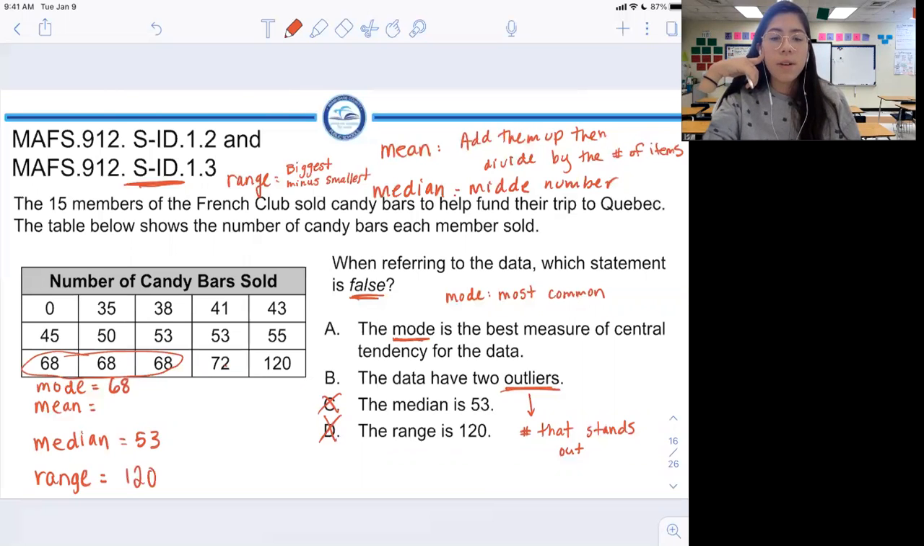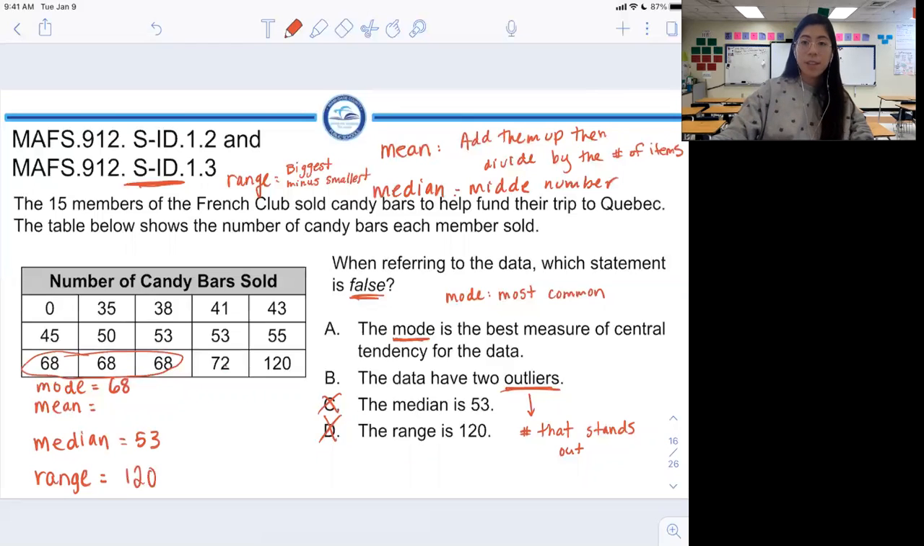So that's the question: is the mode the best measure of central tendency? What if the number that was repeating the most was 0? Would that be in the middle of all the numbers? No, it wouldn't be in the middle. It would be at the start. Zero is the lowest number. Okay, Daniel, I'm gonna mute you.